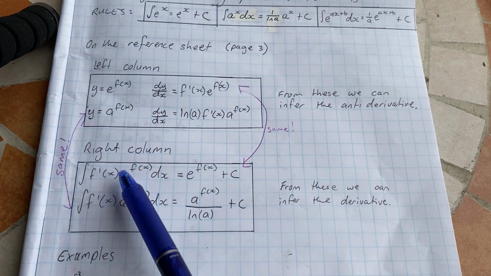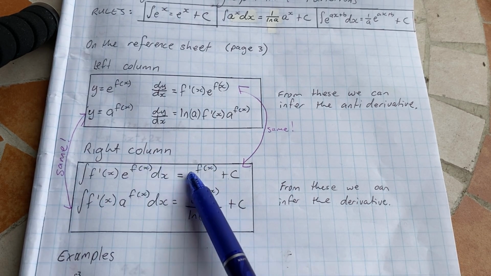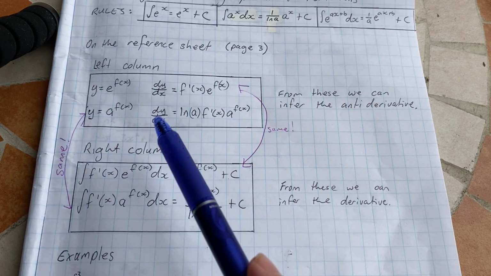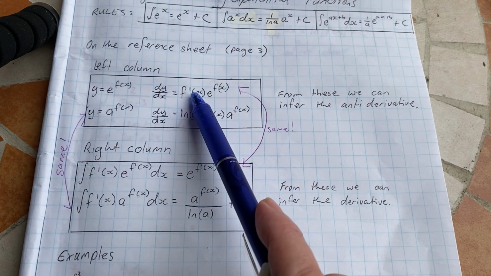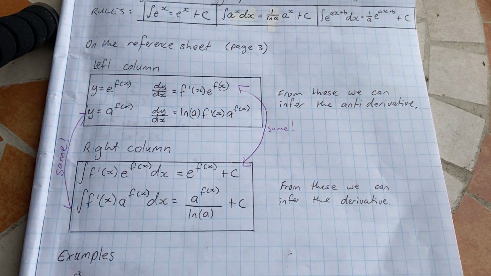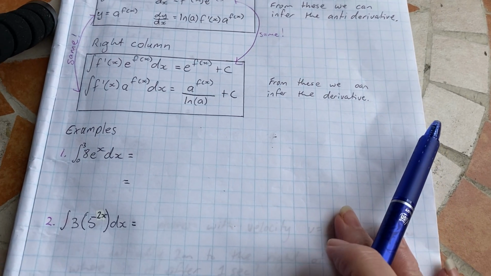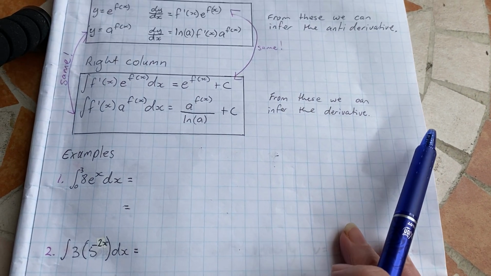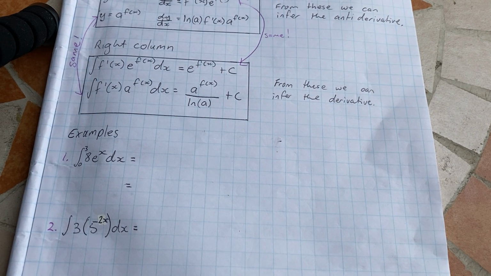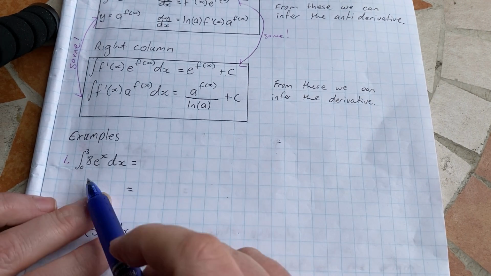If you've got the derivative times e to the function, you get e to the function. The derivative gets sucked back into it, just like it got sucked out of it up there, okay? And the same for a to the f of x there. They are in your reference sheet, so you can memorize them if you want to. You don't have to. You can just refer to the reference sheet. But they are pretty easy once you get used to doing them.